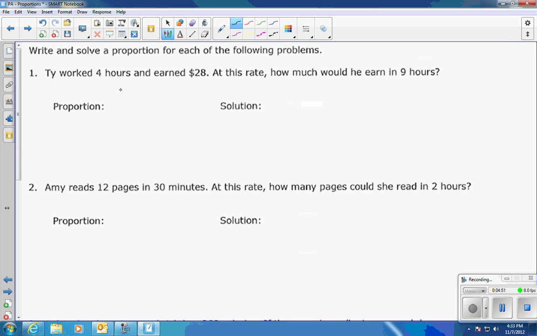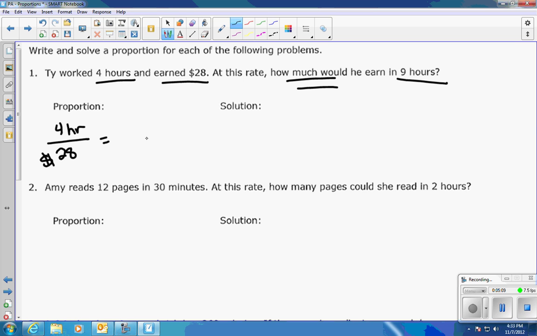So we're going to write and solve a proportion for each of these word problems. Ty worked 4 hours and earned $28. At this rate, how much would he earn in 9 hours? So we're looking, he's got 4 hours for $28.